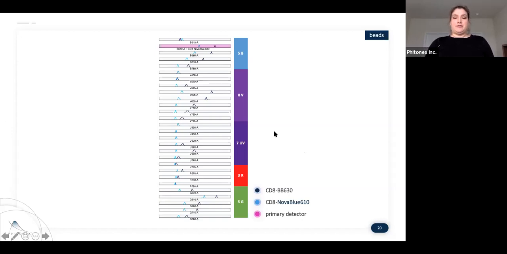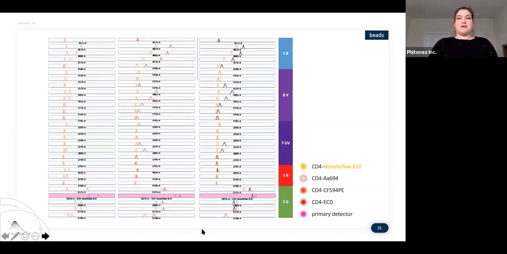But when you have too much spillover, that's not something that can be subtracted afterwards, other than through compensation, which again starts to add up and affect what you're seeing. So this just shows how little background we have in our Nova Blue 610. And then this is showing our Nova Yellow 610 with some other comparators. So an AlexaFluor 694 dye, the PE Dazzle or PE CF594 dye, and also an ECD. And in pink, it's showing the primary detector. So you can see how bright this is. This is actually one of our brighter labels, and you can see it compares well with a number of these dyes.